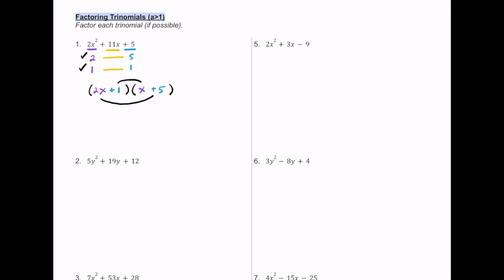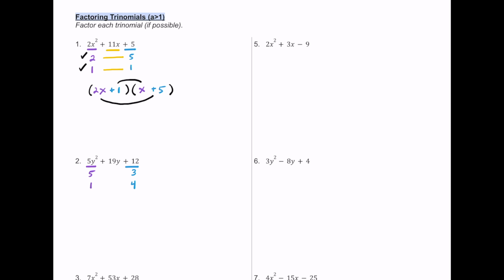For number 2, we have 5y squared plus 19y plus 12. And so a is equal to 5 here, and that's a prime number, so we know it's going to be 5 and 1. Looking at the 12, there's a few options. There's 1 and 12, 2 and 6, 3 and 4. And my recommendation is always start with the factors closer to each other first. And if they don't work, then work your way out, okay?